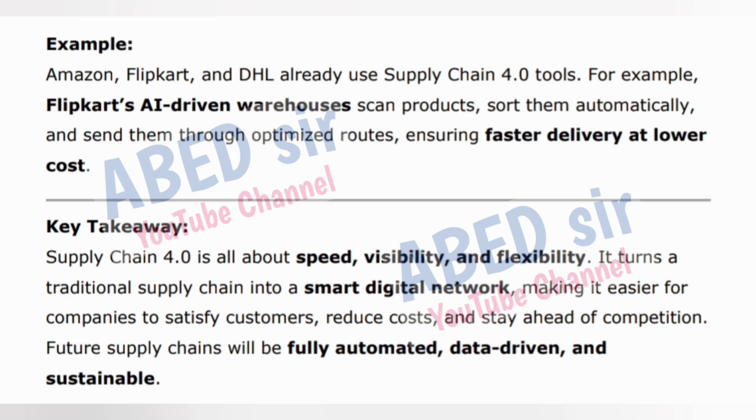Example: Amazon, Flipkart, and DHL already use Supply Chain 4.0 tools. For example, Flipkart's AI-driven warehouses scan products, sort them automatically, and send them through optimized routes, ensuring faster delivery at lower cost. Key takeaway: Supply Chain 4.0 is all about speed, visibility, and flexibility.